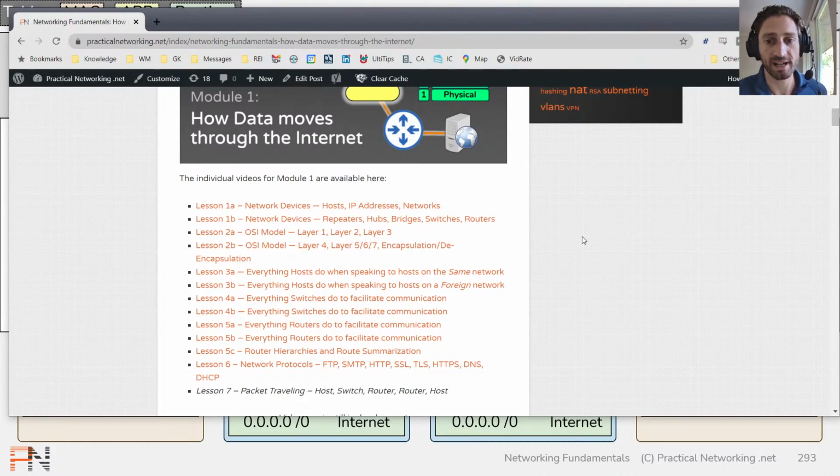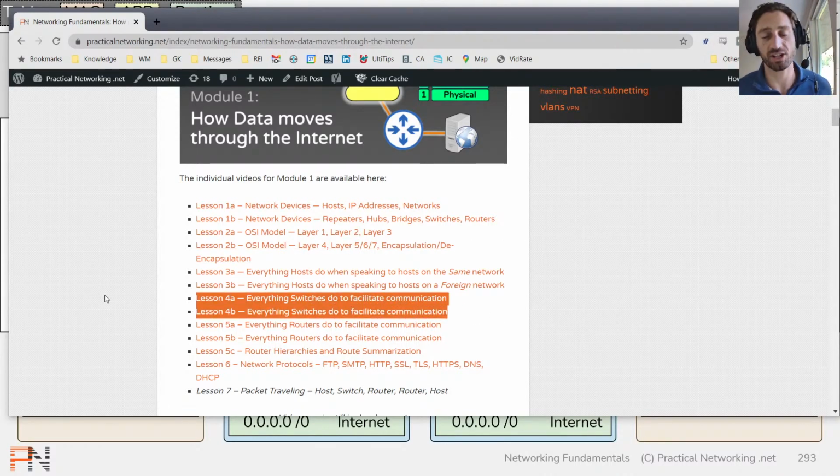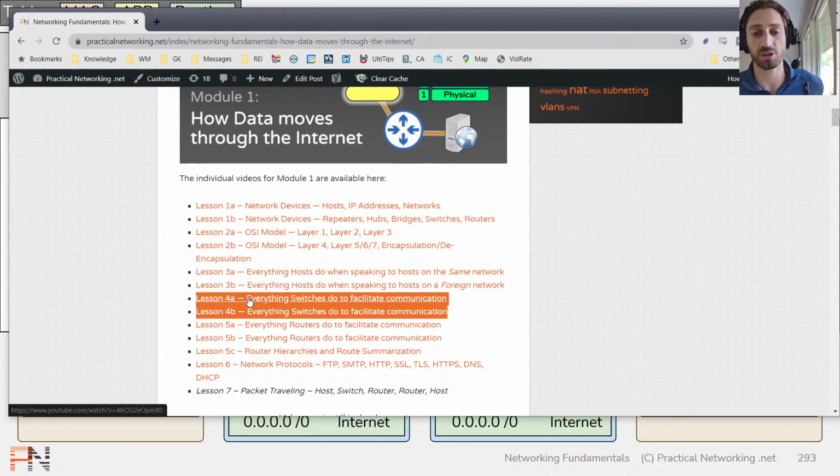Sweet. So Ruben asked, what happens when a switch receives an ARP request and the destination MAC address is not in the ARP table? For that answer, Ruben, I would suggest you take a look at these two lessons. Actually, I think the first part will answer your question, lesson 4A. I'll show you exactly what a switch is doing and when, and all that fun stuff. So definitely check that out. Awesome, Jahid. Thank you. Glad you enjoyed it.